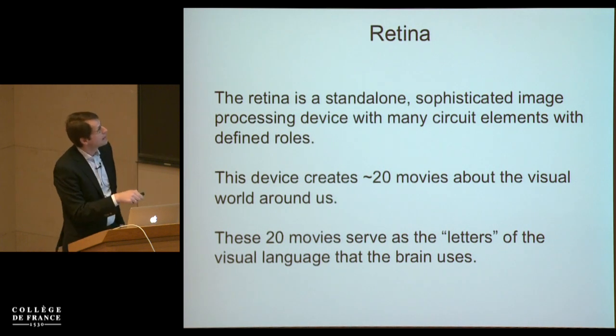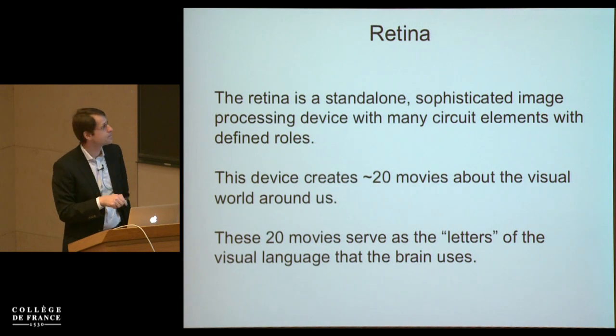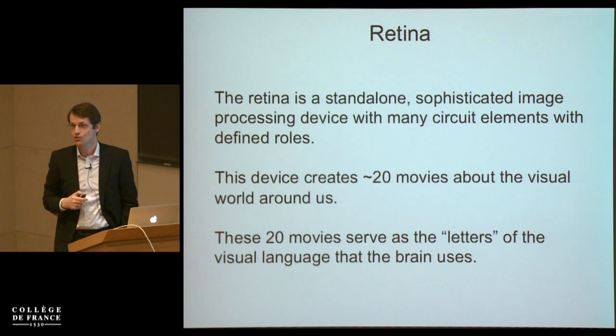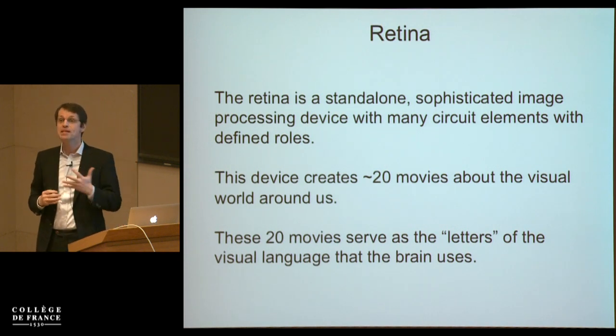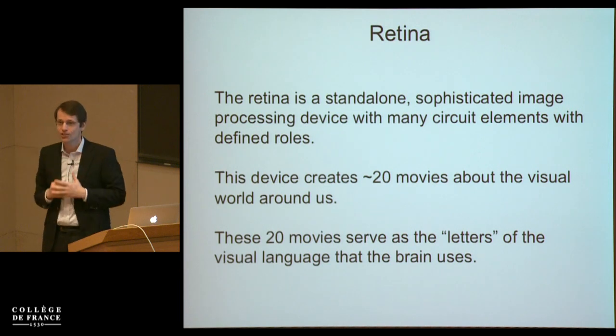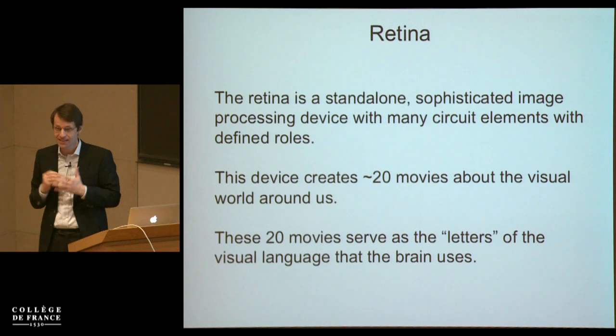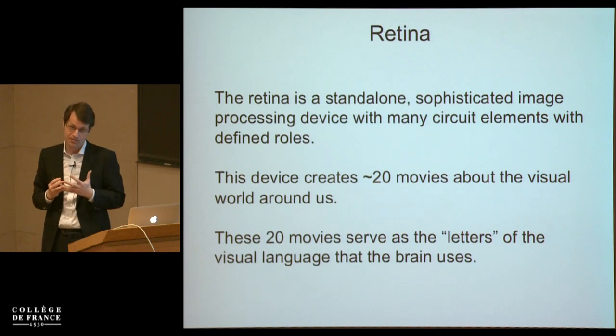The second point is that this device creates 20 movies about the visual world around us. And these movies are sort of letters for the visual language. So one way you can think about the visual system is that the retina creates the ABC, and the higher centers will create the words, and even higher centers create the sentences, and somewhere the percept is formed.